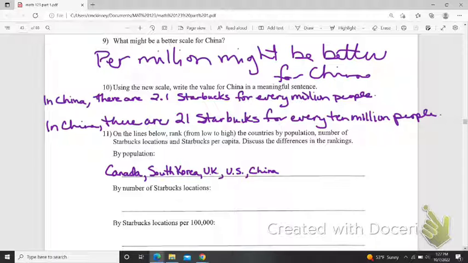By Starbucks locations, South Korea has the fewest. Then United Kingdom. Then Canada. Then China. And the US.